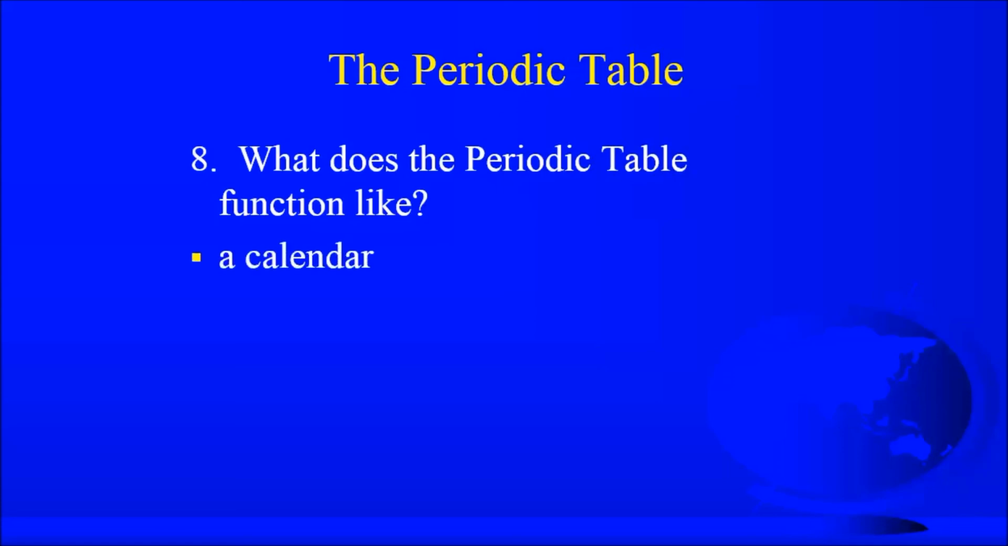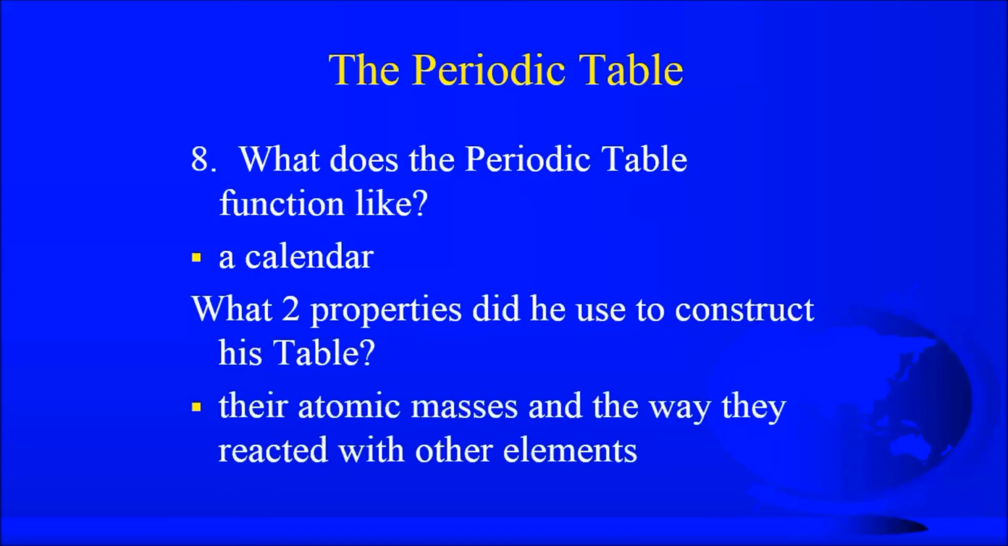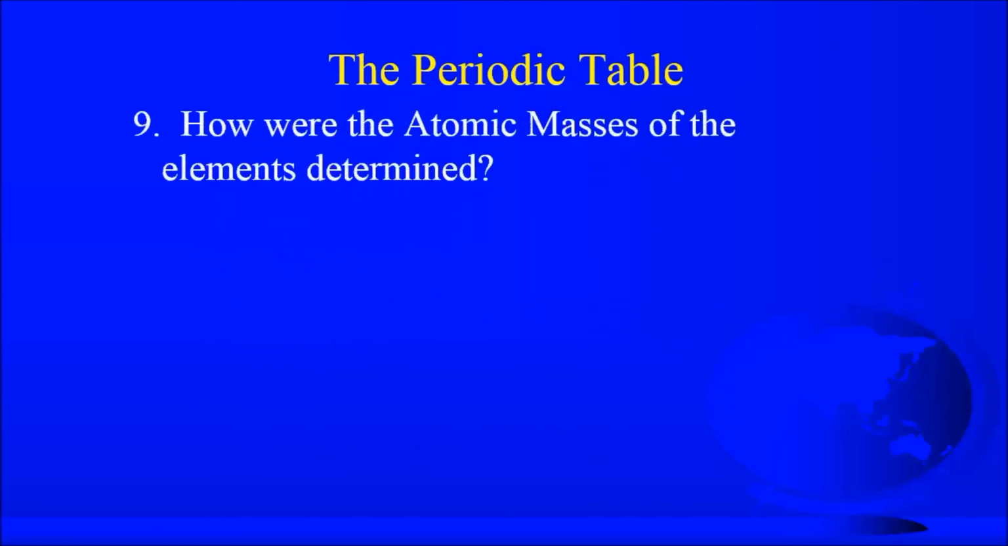What does the periodic table function like? A calendar. What two properties did he use to construct his table? Atomic masses and the way they reacted with other elements.